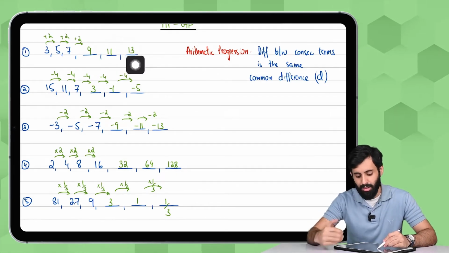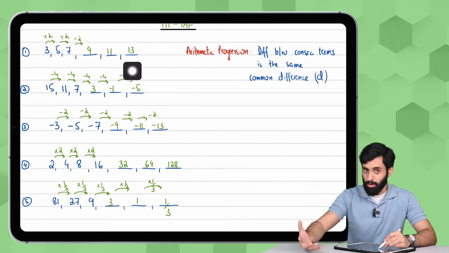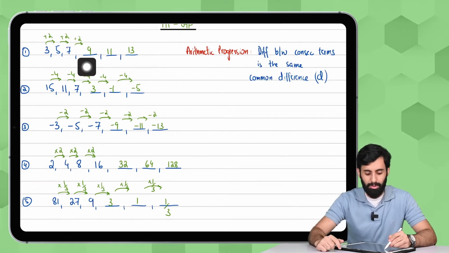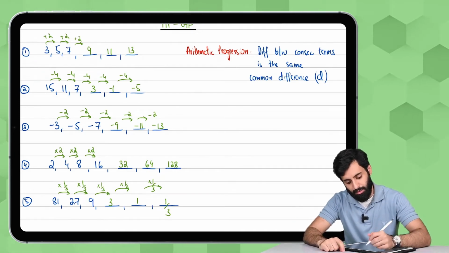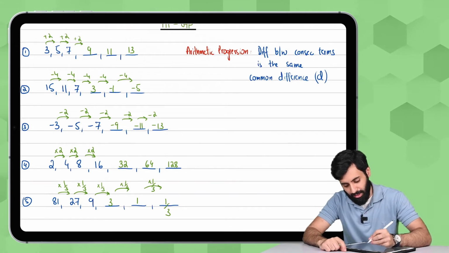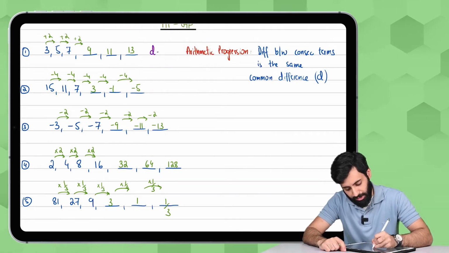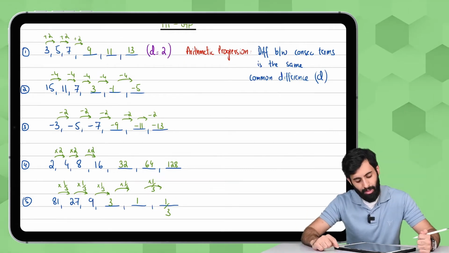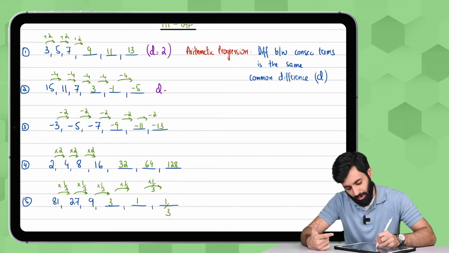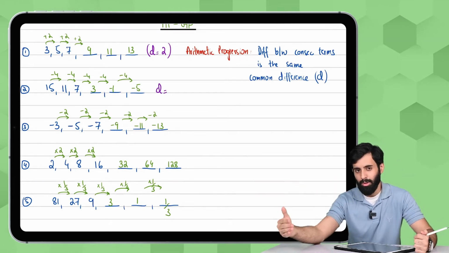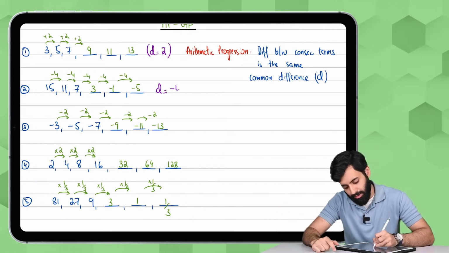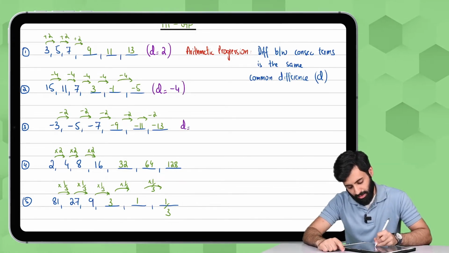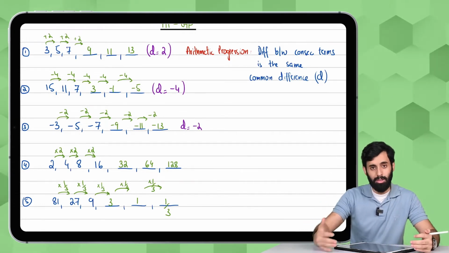So if I pick 11 and 13, I know that the difference is 2, and that's the common difference. If I pick 7 and 9, the difference is 2, and that's the common difference. With every progression that we have written, I'm going to write down the common difference in purple so you can distinguish. For the first progression, the common difference is 2. For the next progression, since you're subtracting 4 every time, the common difference is -4. And for the third progression, the common difference is -2, since that's what you're doing to get to the next term every single time.